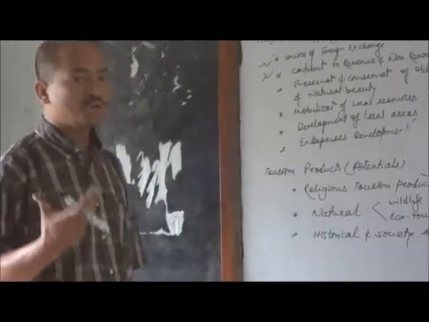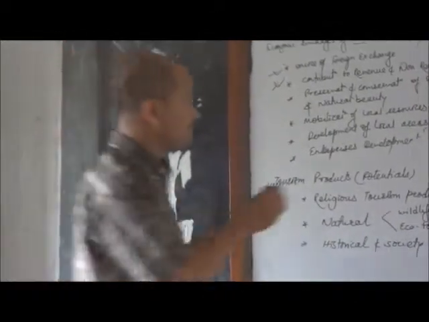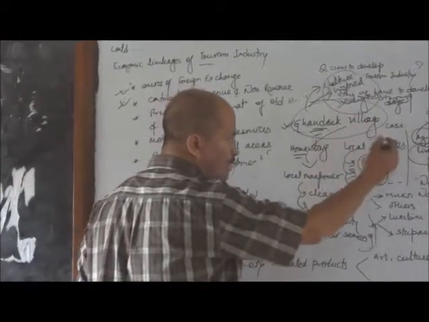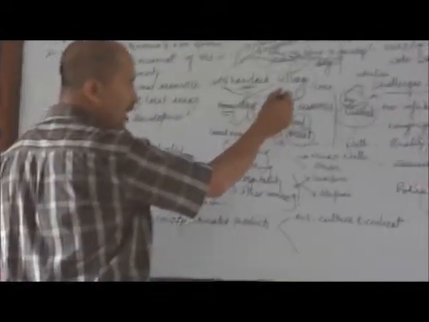And if the local tourism industry earns, what happens? That earning will be distributed among the inputs, tax of the tourism industry, means local resources, and the whole village will be benefited from that activity. This is the one part.